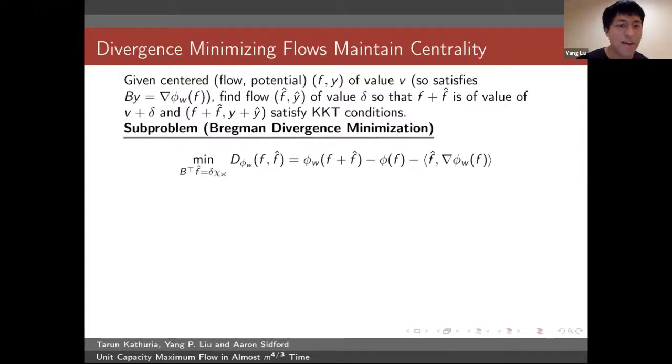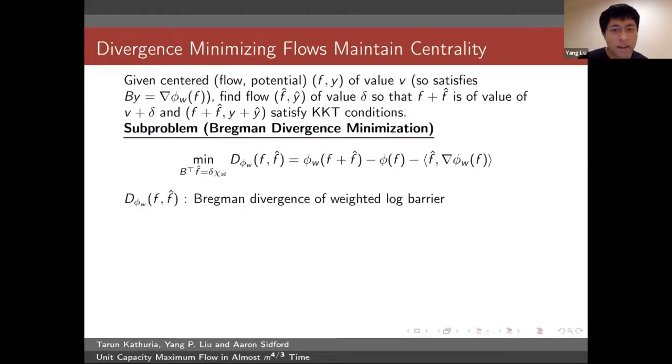Minimize the Bregman divergence subject to B transpose f hat equals delta chi_st. The way this relates to the electric energy is that the second order approximation of the Bregman divergence is actually equal to the electric energy, which is where the electric flow earlier comes from. This is because the Bregman divergence is defined to take the function and subtract out the first two orders of the Taylor expansion, so you're left with a quadratic, and that's where the electric flow comes from. But the Bregman divergence is the full problem, which means we're not actually losing anything.